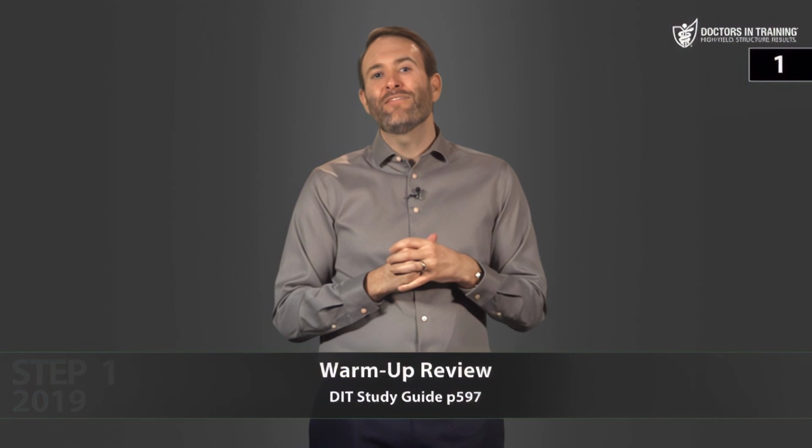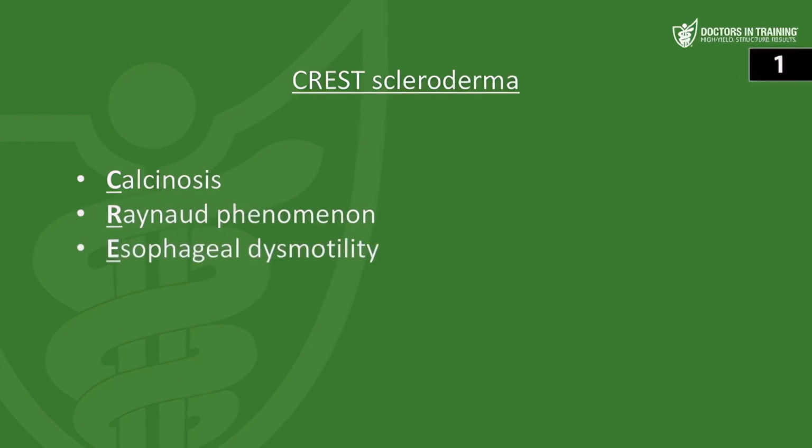It's time for another warm-up review. Let's get going. What are the manifestations of CREST scleroderma? So CREST stands for calcinosis, Raynaud phenomenon, esophageal dysmotility, sclerodactyly, and then telangiectasias.